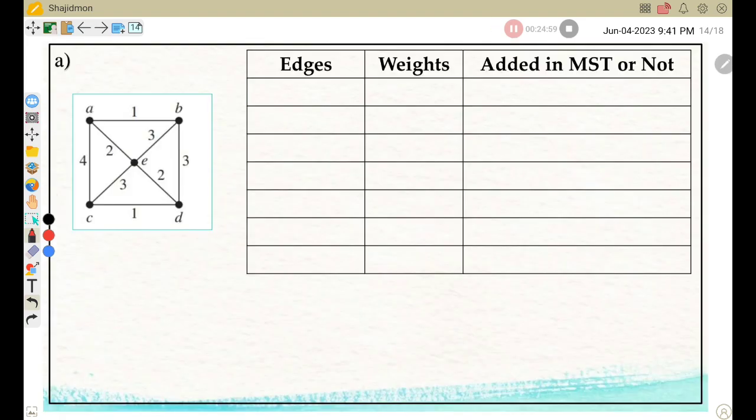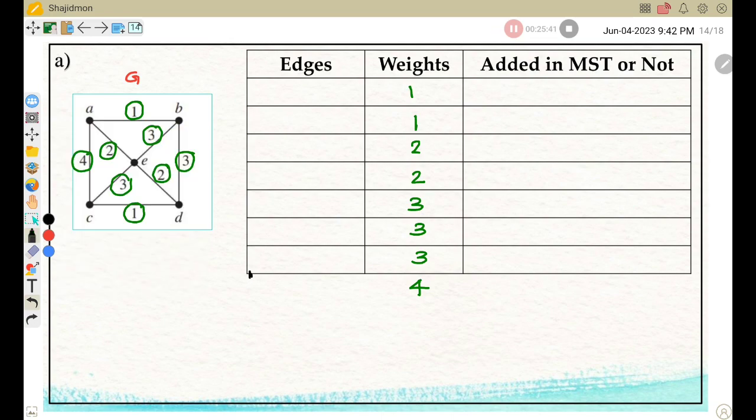Okay, so let me go to the question here. This is the graph G. First, step one, we need to write the weights in increasing order, correct? What is the minimal weight? First check it. 1 here, 1 here. So I can add 1 and 1, correct? Now what is the next number? 2 is there. Here 2, here 2. So we have 2 and 2. Then 3 and 3 and 3. We have three 3s coming. Now we have 4 also. This 4. So I can write here 4. So write the weights in increasing order, first step.